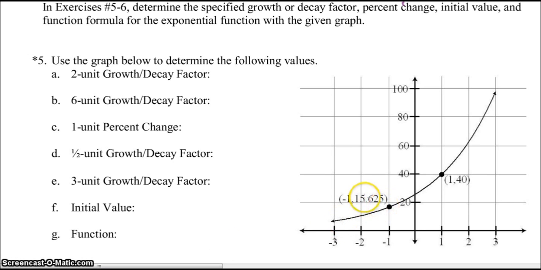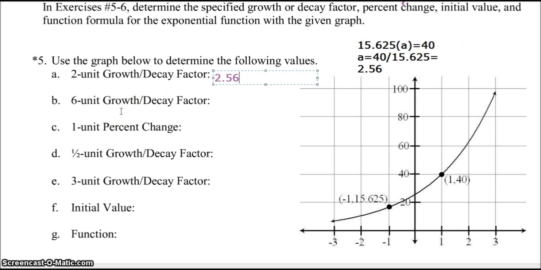Okay, so good thing that they've increased the input by 2 units from -1 to 1. There's 2 units here as our input. So we can find the 2-unit growth factor. So let's call that 2-unit growth factor A. We know that if we have the value, this is 15.625, and we multiply it by our 2-unit growth factor, we get the output that's 2 units away, 40. And that, of course, means that A is 40 divided by 15.625, 2.56.